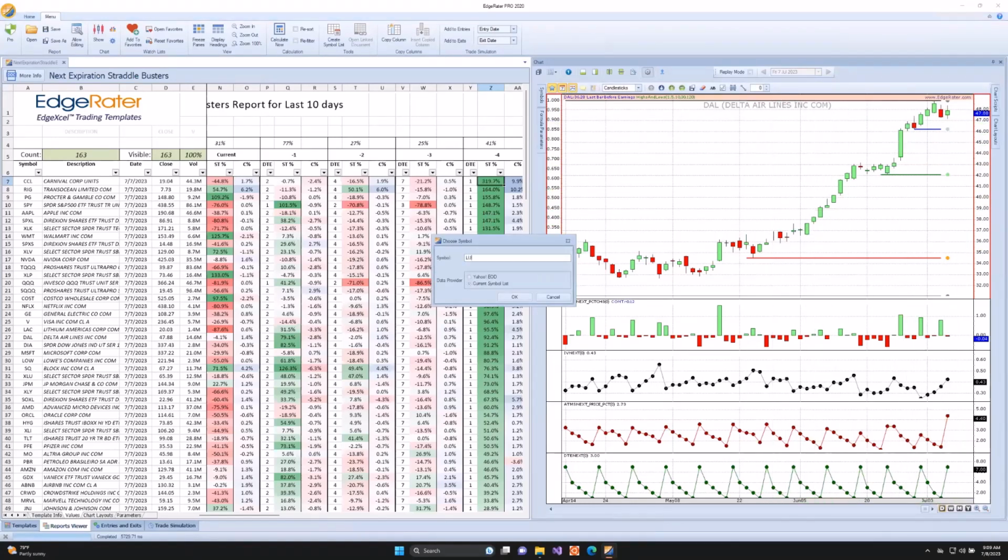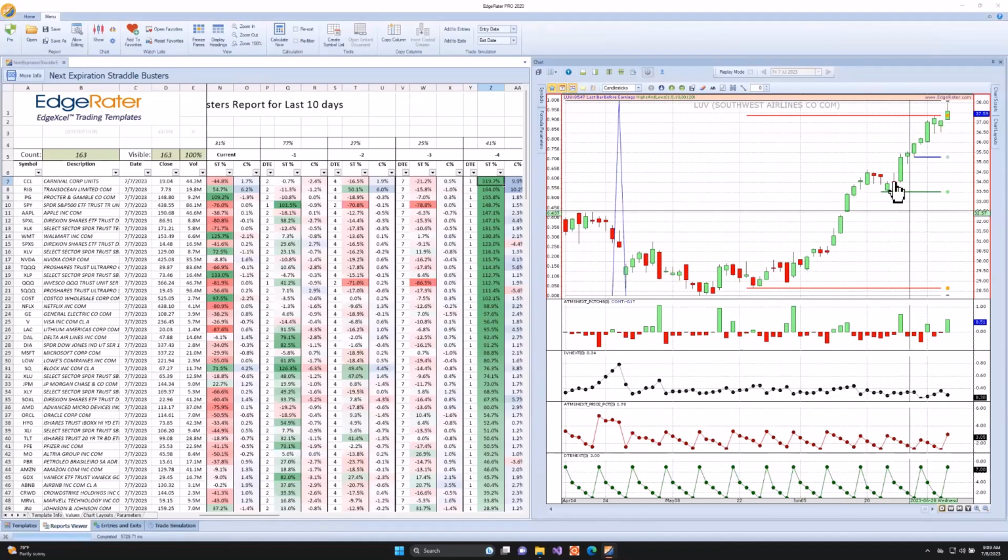You had Southwest Airlines, so LUV. The Tuesday was 6/27, this bar here. So you did continue to get moves for the remaining week and a half, essentially from that Tuesday till Friday, continuing to move higher. So that group of stocks was definitely on the move, and that's definitely something that was picked out by this template on that Tuesday.